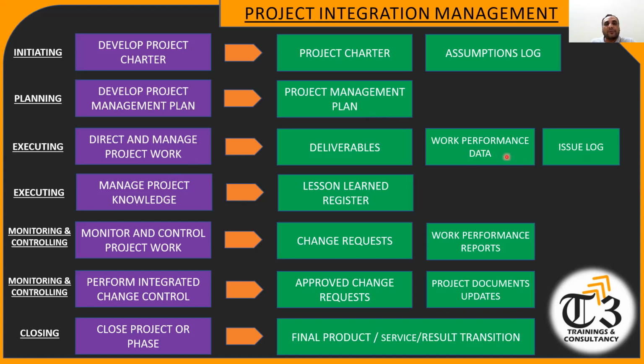When you issue the work performance data, it goes to the monitoring and controlling team. What does the monitoring and controlling team do? They convert the data into information and produce the reports and submit them to the stakeholders, according to the communication management plan and stakeholder engagement plan. When the reports reach the stakeholders, which reports? Various reports: forecasting reports, status reports, progress reports. When they reach the stakeholders, they may wish to produce a change request.